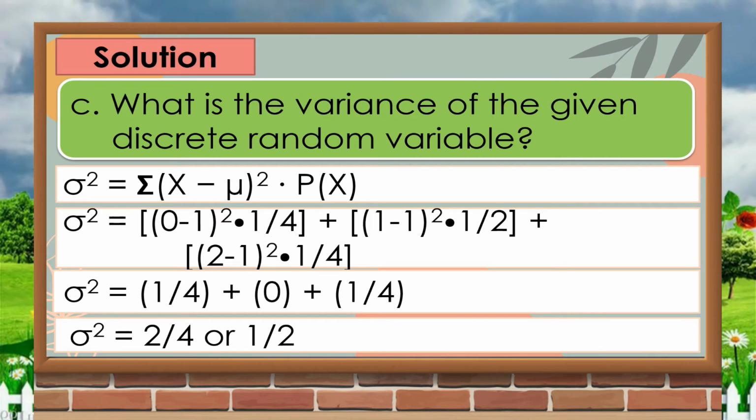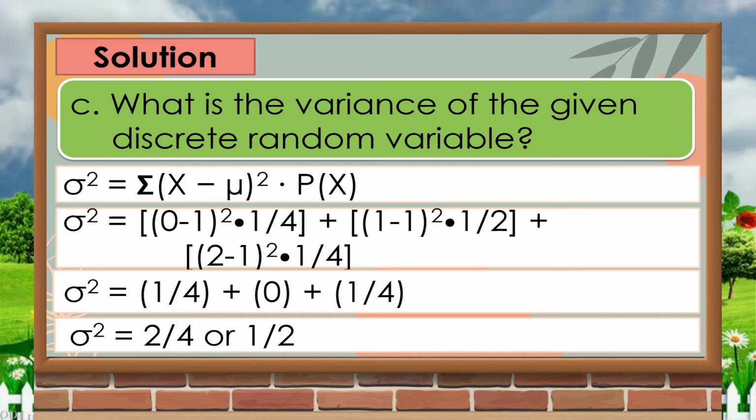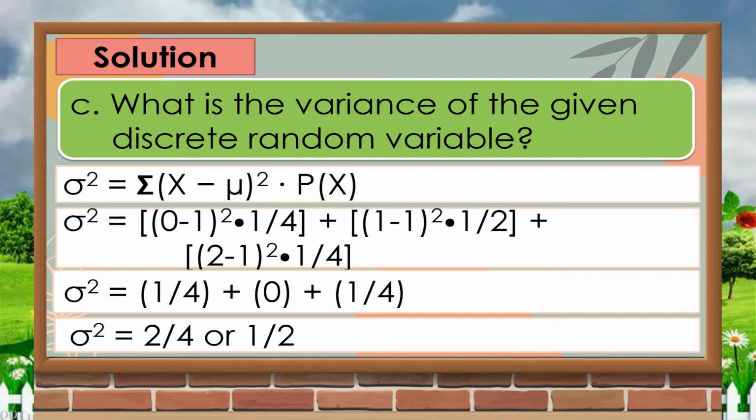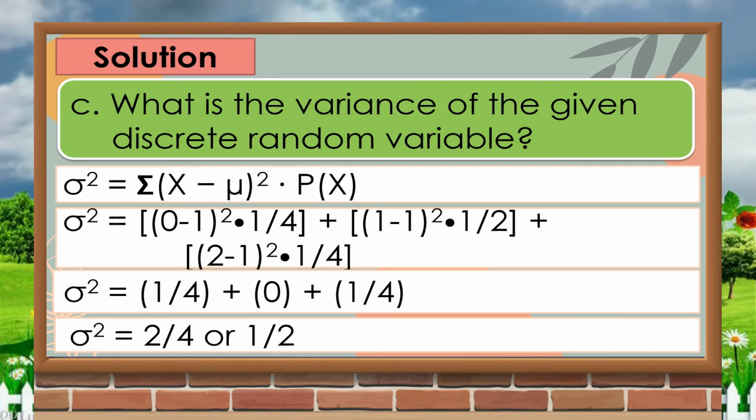Interpreting 1/2, the variance is 0.5. Since the variance is low, this means that the probability of drawing a red ball is close to the mean, which is 1.